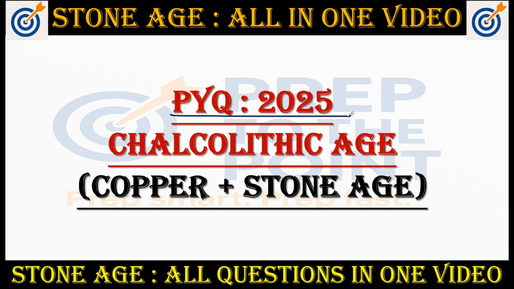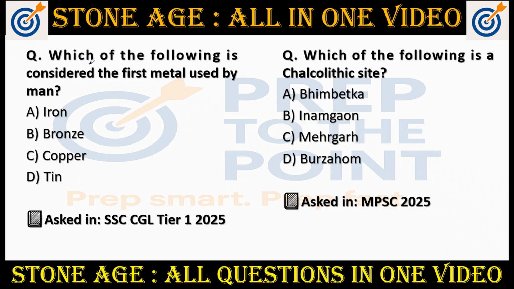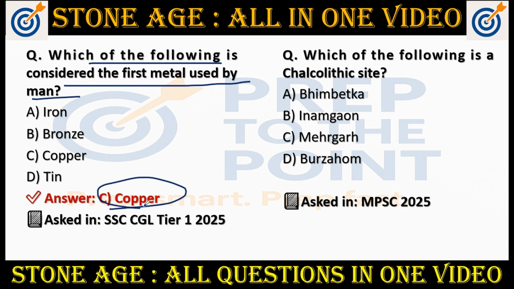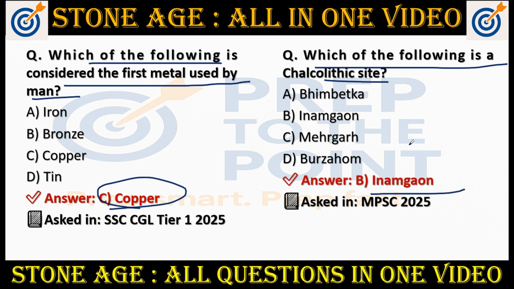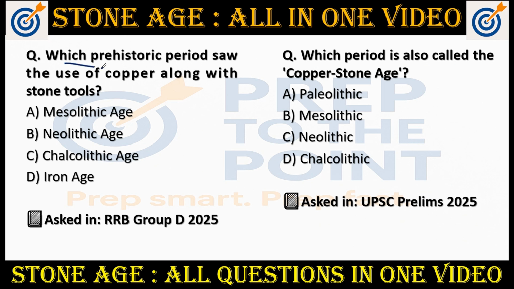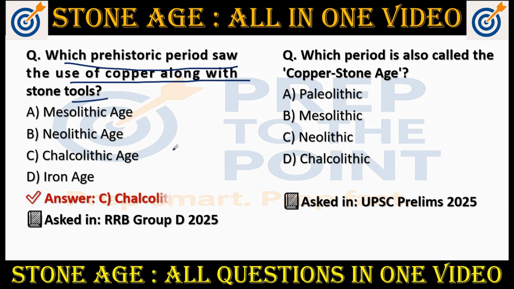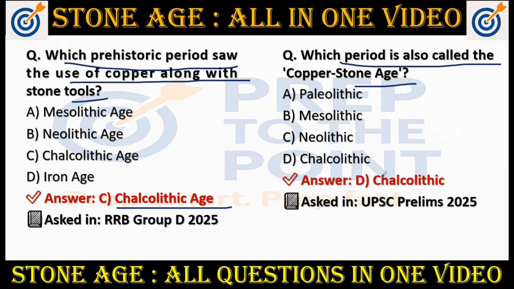PIQ of Chalcolithic age are: which of the following is considered the first metal used by man? The correct answer is copper. Which of the following is a Chalcolithic site? The correct answer is Inamgaon. Which prehistoric period saw the use of copper along with stone tools? It's Chalcolithic age. Which period is also called the Copper Stone Age? Correct answer, Chalcolithic period.